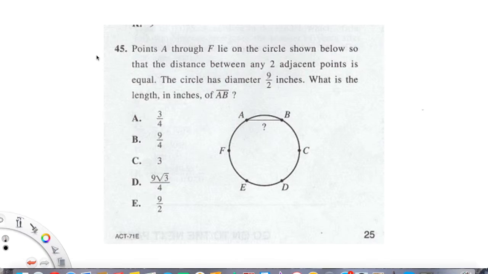Today we're going to look at a fairly difficult geometry question, number 45 here on an ACT test. So we had a student that was wondering how to do this question, sort of a head scratcher here.